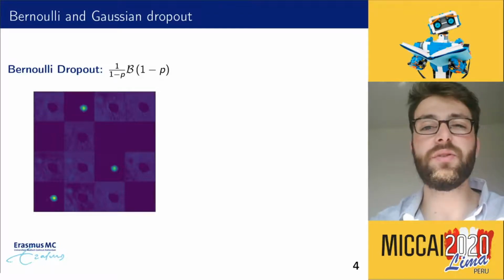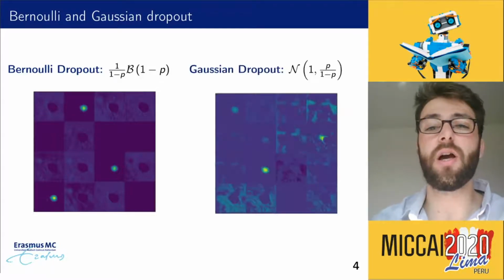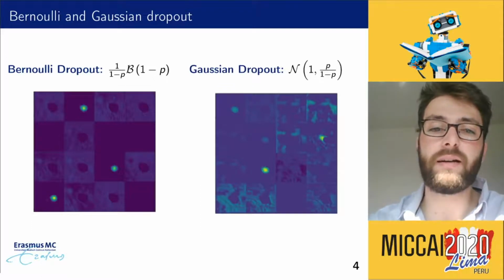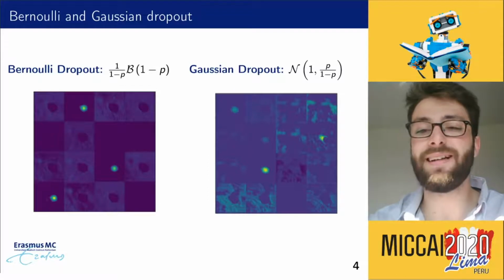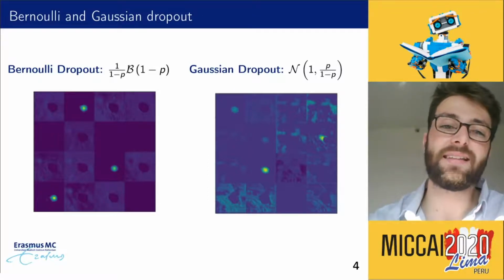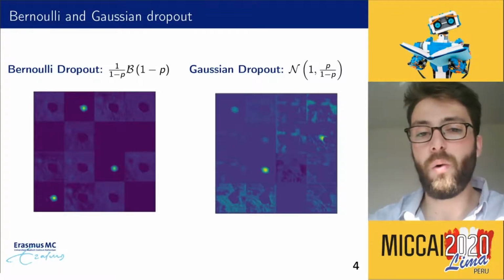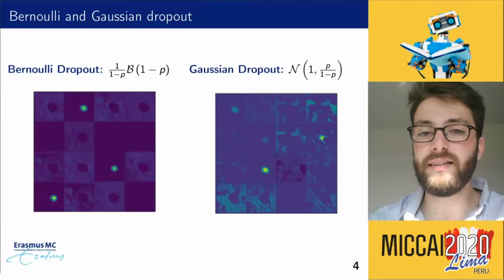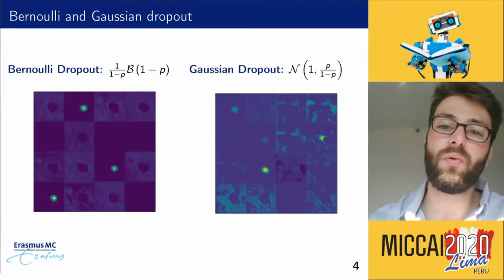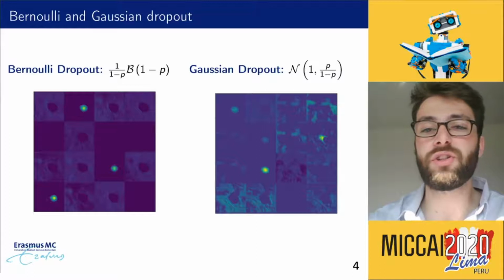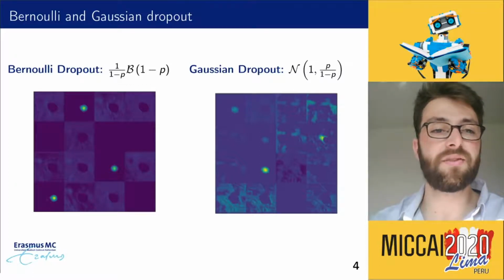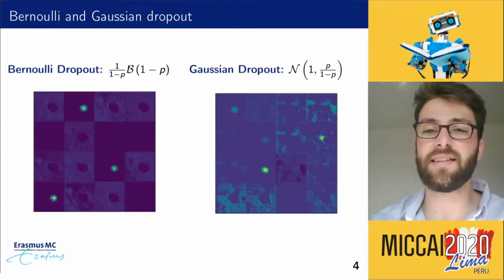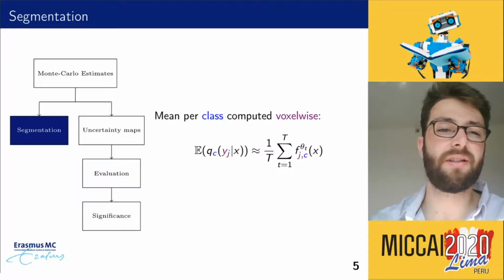Another possibility to compute dropout is to use Gaussian dropout, where instead of dropping out some features and rescaling others, all of the features are rescaled by a factor sampled from this Gaussian distribution. So these are the two dropout techniques that we used and investigated in our research.